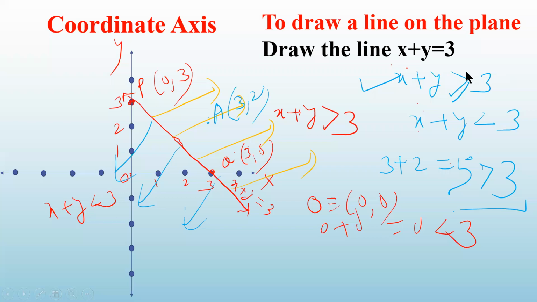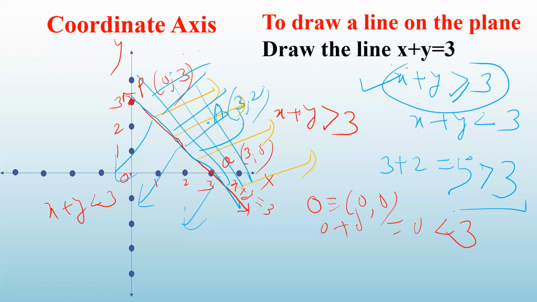Now, if I ask you, what is this region on the graph paper? Can you tell me? This symbol is what? Greater than as well as equal. So when I'm talking about greater than, it is the portion of the plane above the line. Equal to 3 is on the line. So this will represent everything on the line together with everything above the line. So the shaded portion will be given by this. Okay, understood?